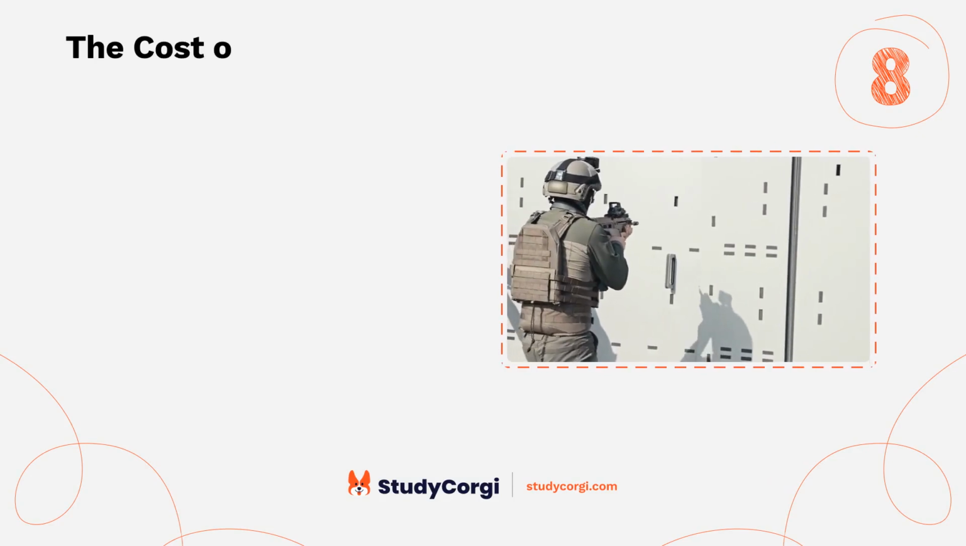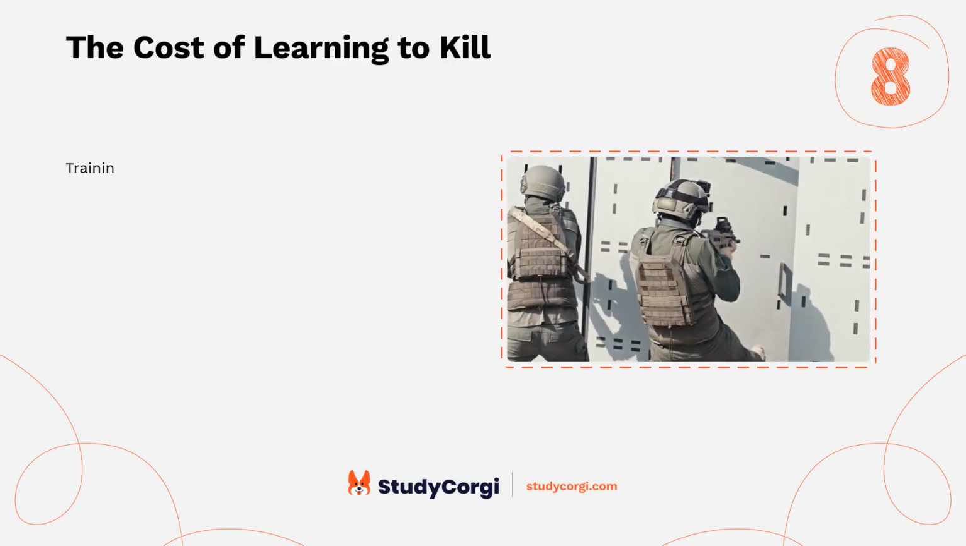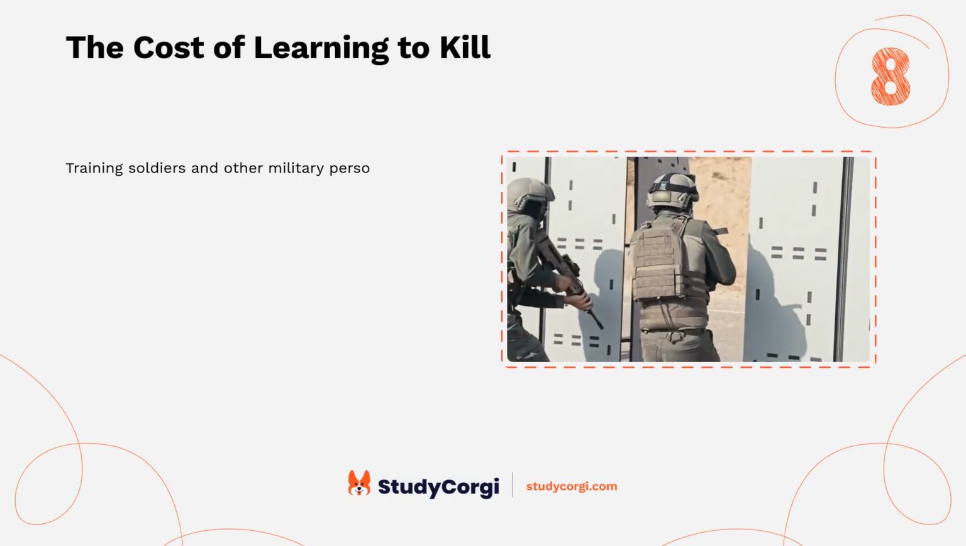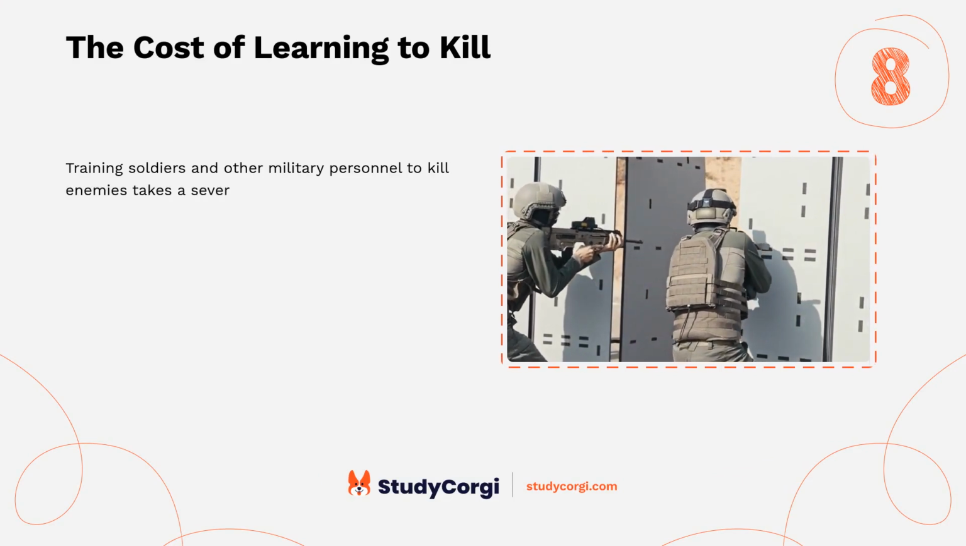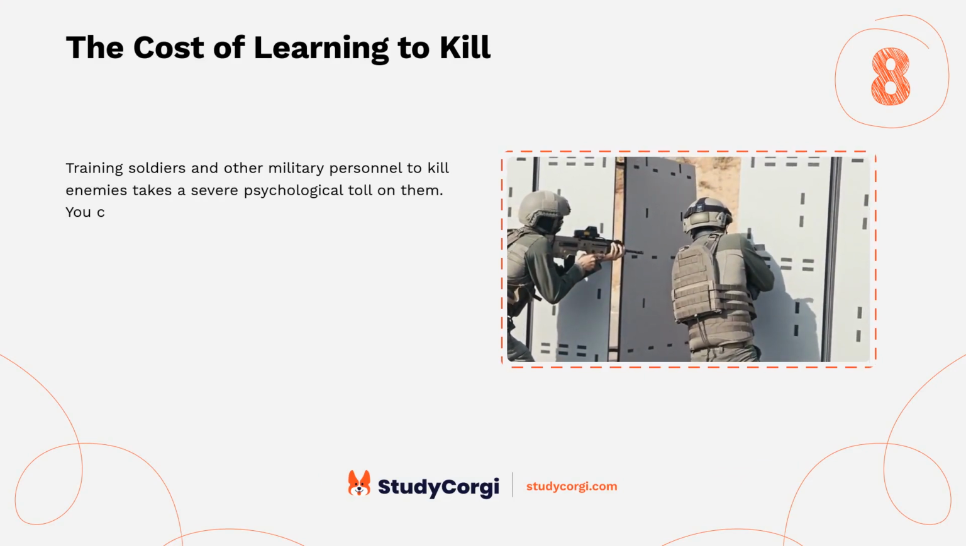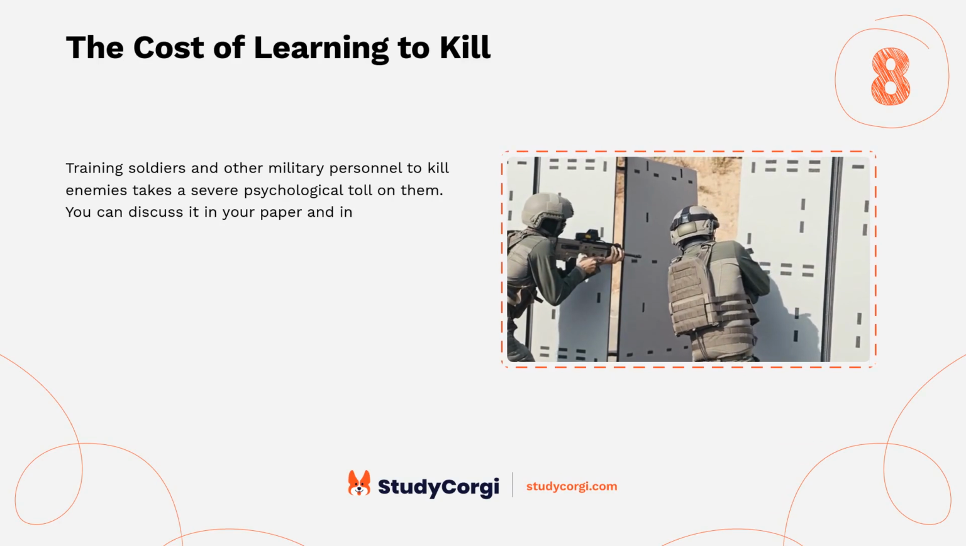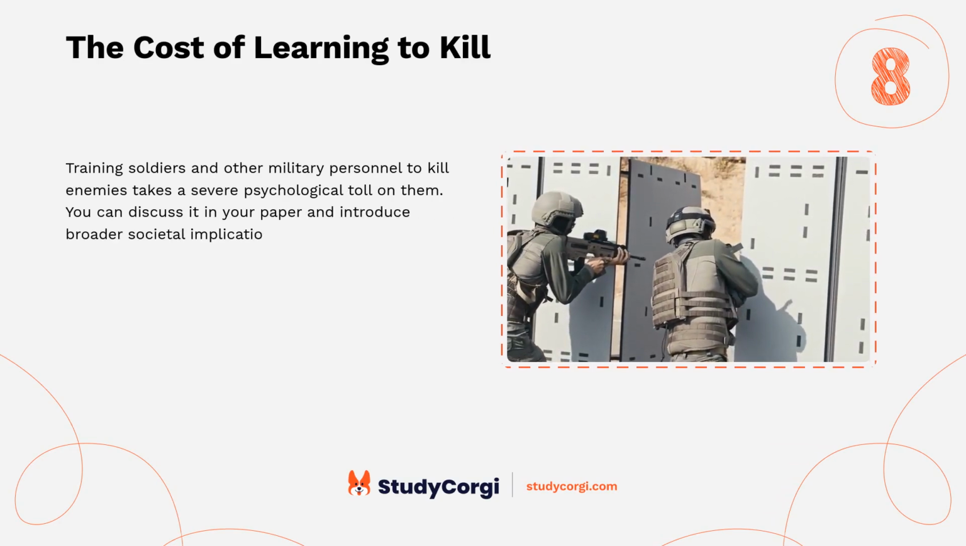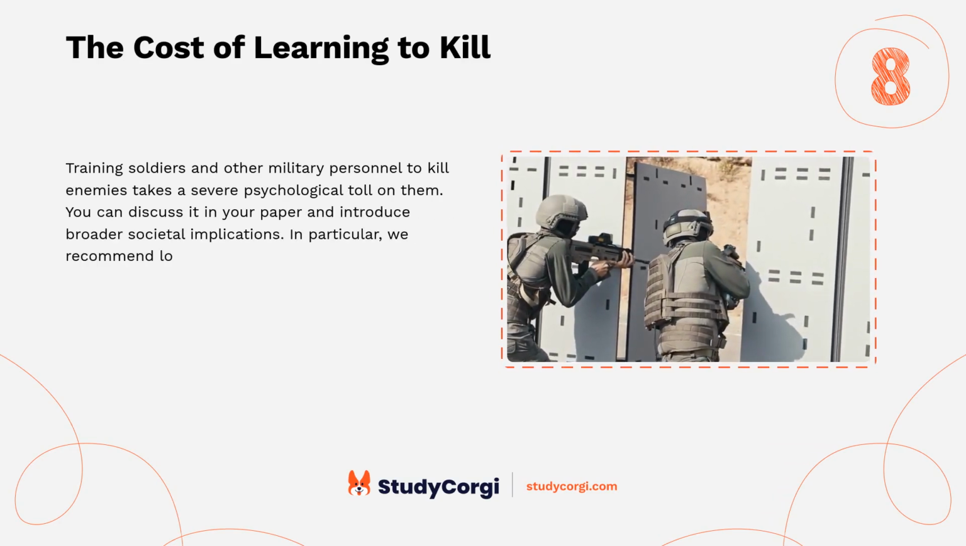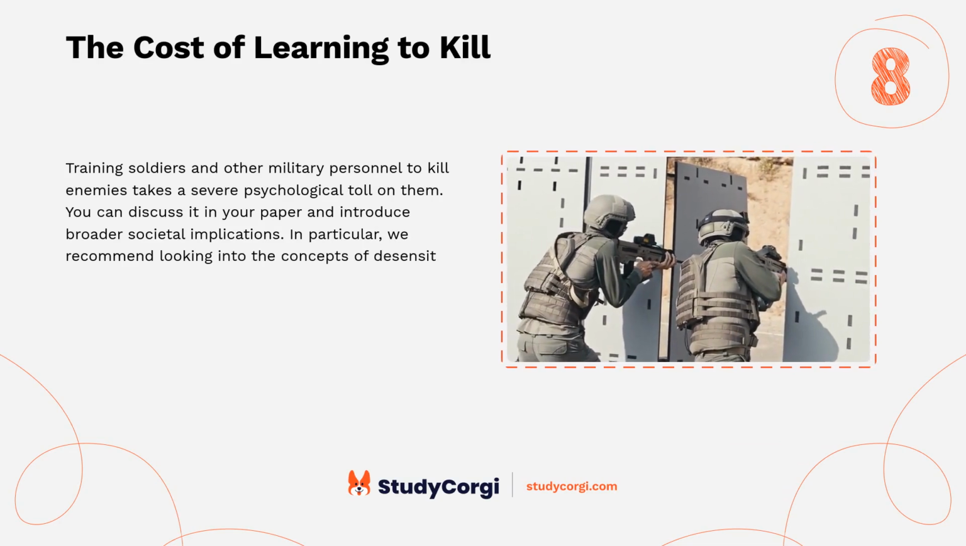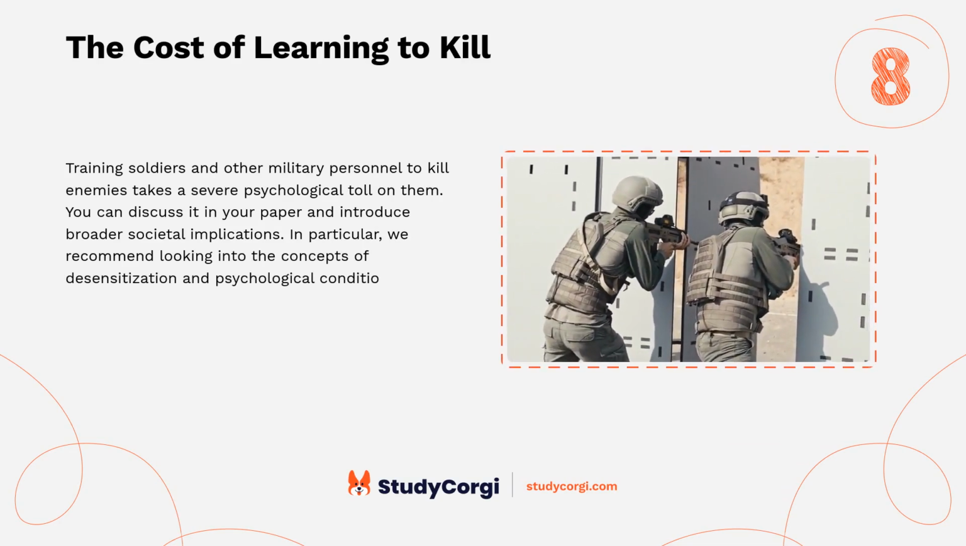The cost of learning to kill. Training soldiers and other military personnel to kill enemies takes a severe psychological toll on them. You can discuss it in your paper and introduce broader societal implications. In particular, we recommend looking into the concepts of desensitization and psychological conditioning in training soldiers.